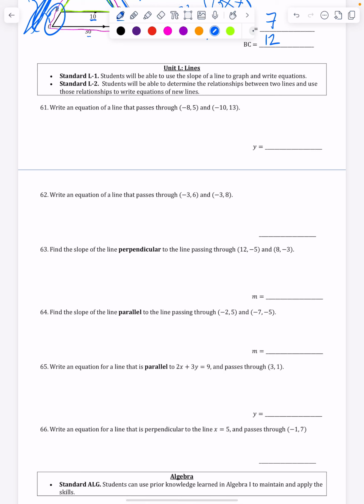All right, guys, here we go. Our very last equation. It says write an equation of a line that passes through (-8, 5) and (-10, 13).